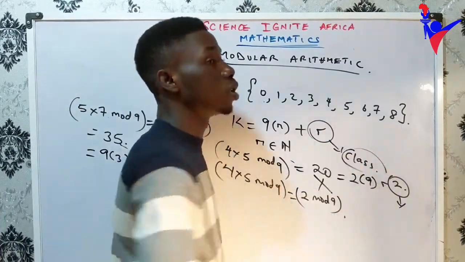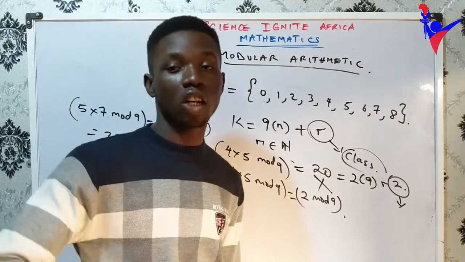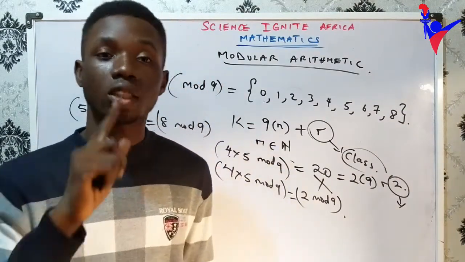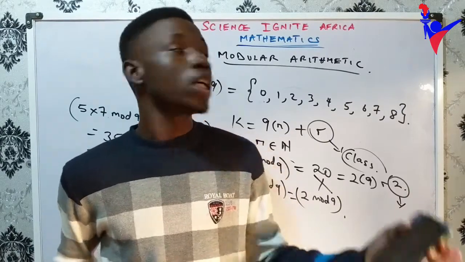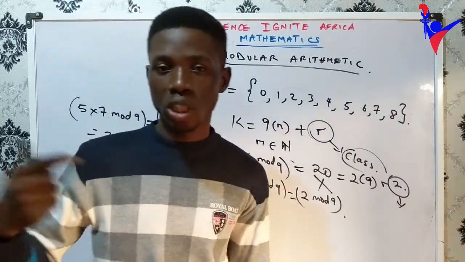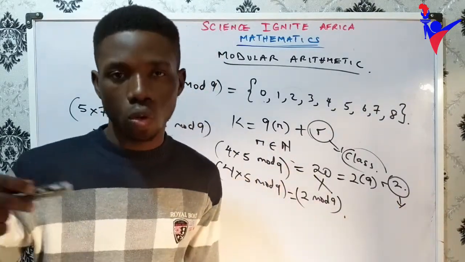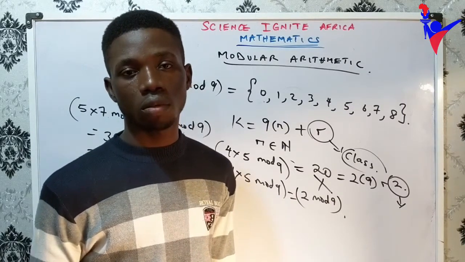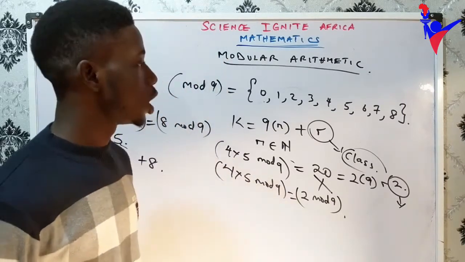7 plus 8 in mod 9, that's 15. But 15 cannot be the answer. That will be 15 divided by 9, that's 1, then remainder 6. So 7 plus 8 in mod 9 is equal to 6. That's exactly what we are talking about.